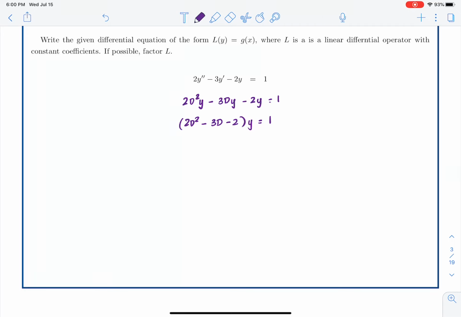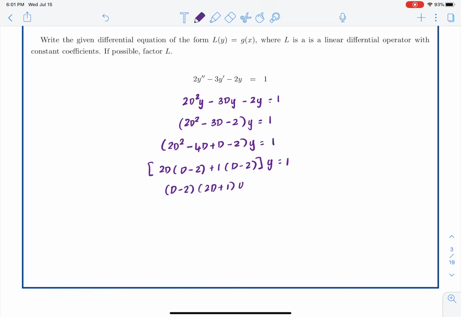Would we be able to factor this? I believe we can. I could write it as 2D squared minus 4D plus D minus 2, y equals 1. If I pull 2D out, I have D minus 2 plus 1 times D minus 2, which should give me the factors D minus 2 and 2D plus 1, y equals 1. So L of y is simply D minus 2 times 2D plus 1, y, and g of x is simply 1.